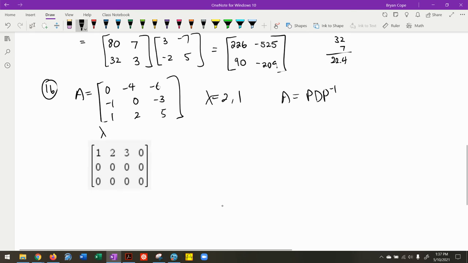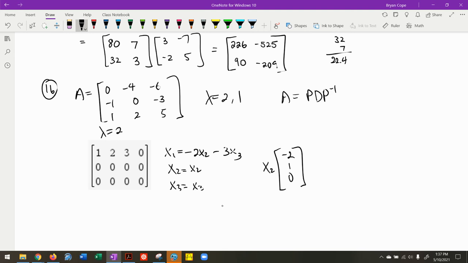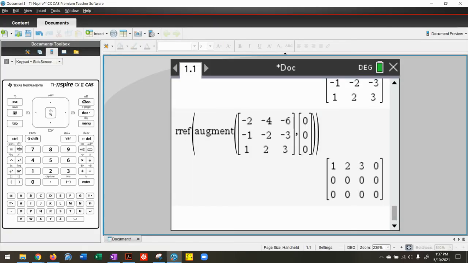Right. So for lambda equals 2, we see that x1 equals negative 2x2 minus 3x3. x2 is free and x3 is free. Just to review, this is me writing this in parametric vector form. So this eigenspace is two-dimensional. That must mean that lambda equals 2 must occur twice in the characteristic polynomial.